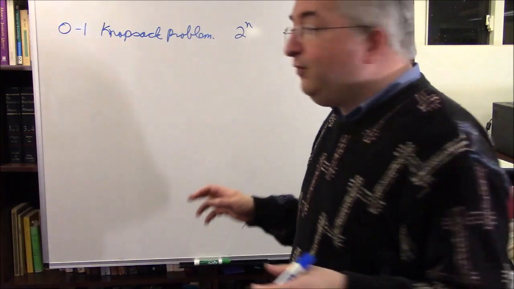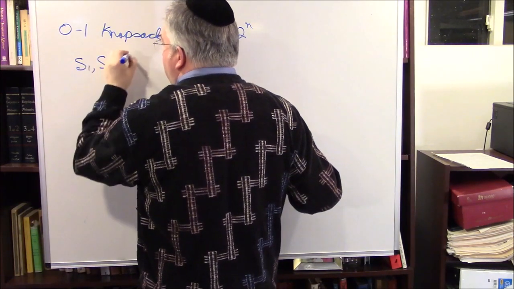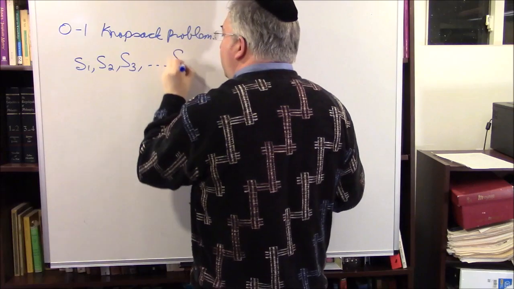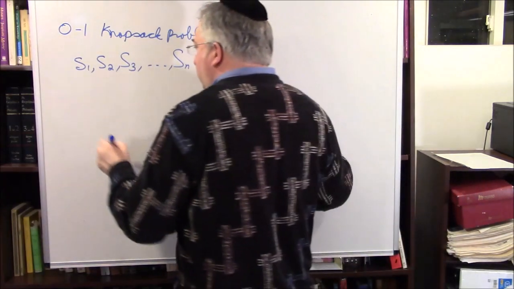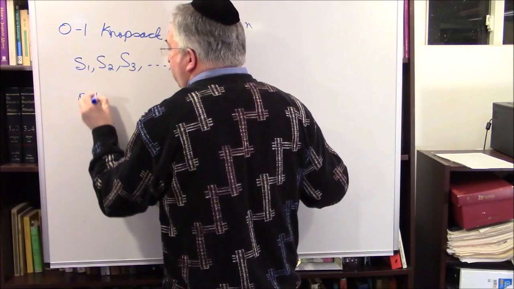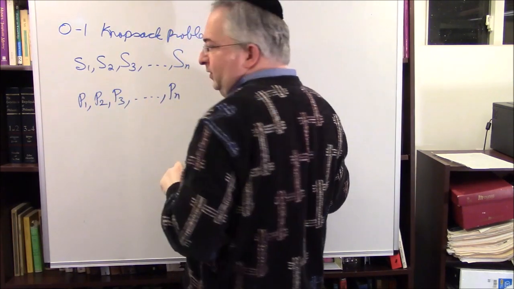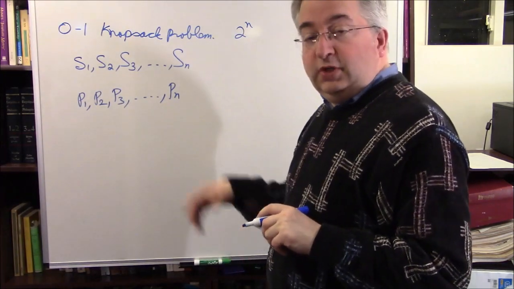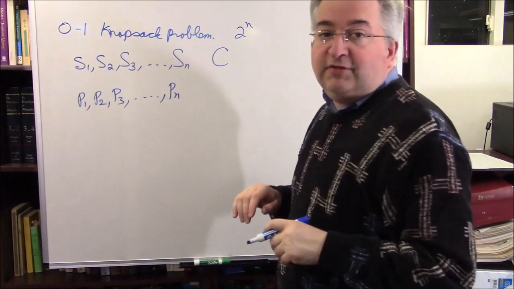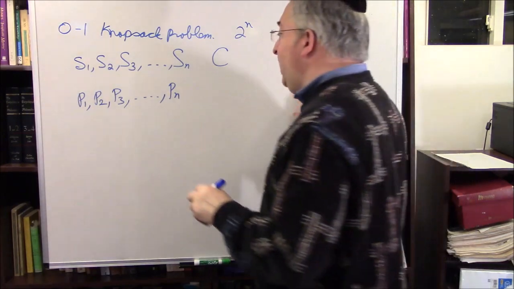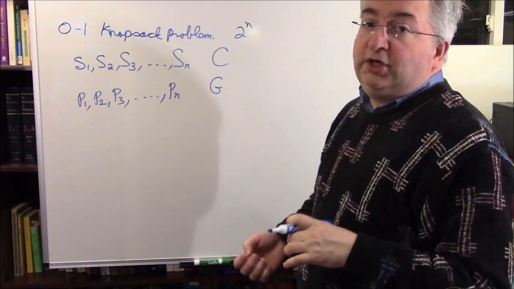Let's give it a formal definition. You're given S1, S2, S3, ..., Sn. You're given n objects. Each one of them has a size. Also, each one has a price: P1, P2, P3, ..., Pn. You're given two more numbers. One is C, the capacity of the knapsack, and the other one is the goal, the financial goal, how much you want to get. And you have a question: yes or no?